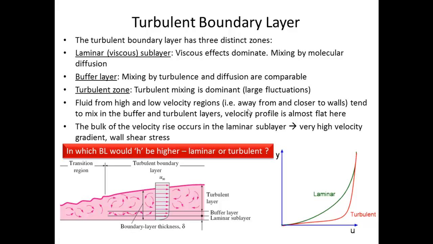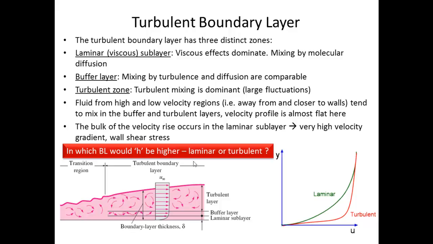In between the laminar and the turbulent layers, there is a buffer layer where the mixing by turbulence and diffusion are comparable. In other words, the inertial and viscous forces are of comparable magnitude in the buffer layer. The viscous forces dominate in the laminar sublayer and inertial forces dominate in the turbulent layer.